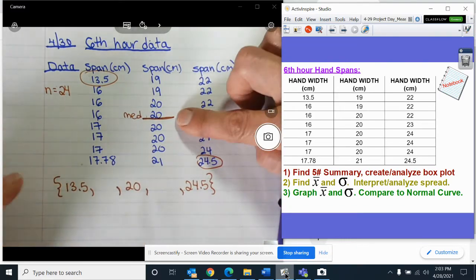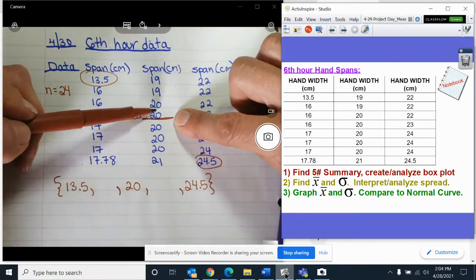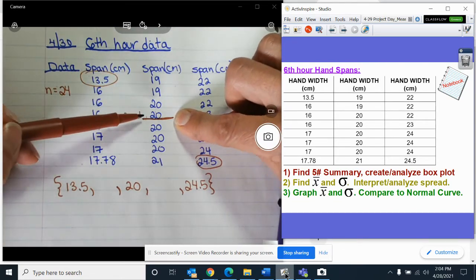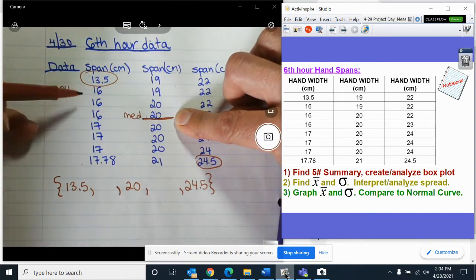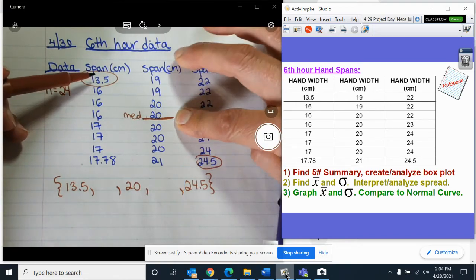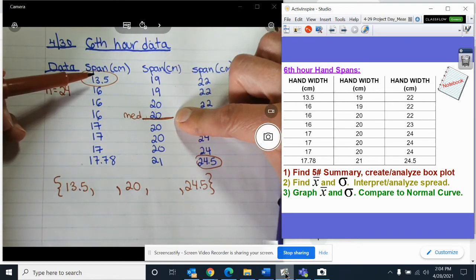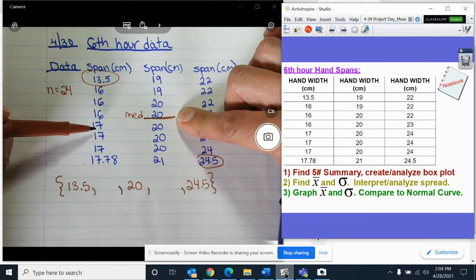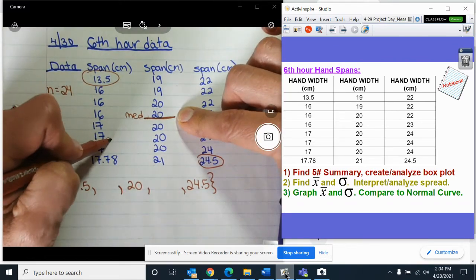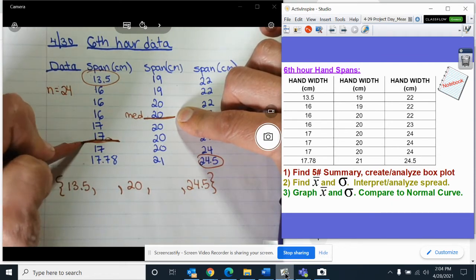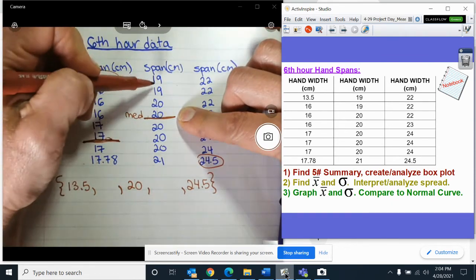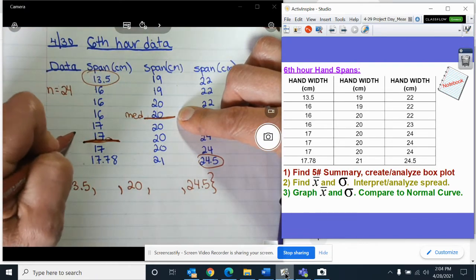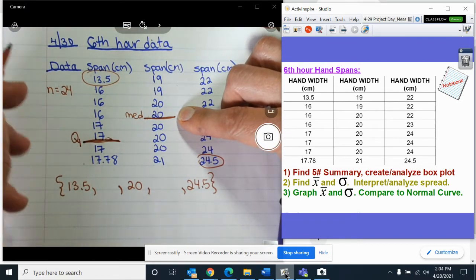So now thinking about this line, going halfway in between the data before the median. There's 12 pieces of data, so we need to go between the 6th and the 7th piece of data. 1, 2, 3, 4, 5, 6. And notice 1, 2, 3, 4, 5, 6. Directly in the middle, this is our Q1, the first quartile.